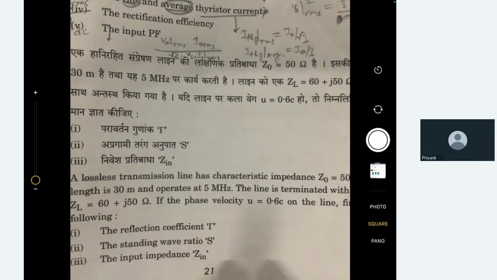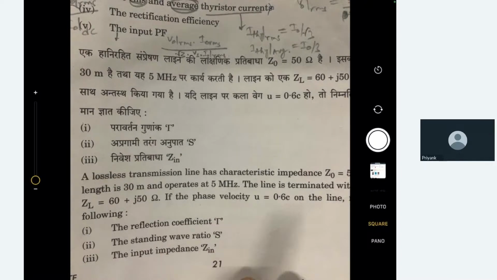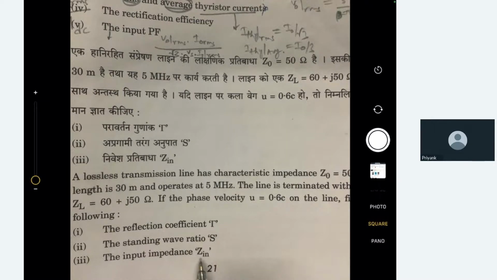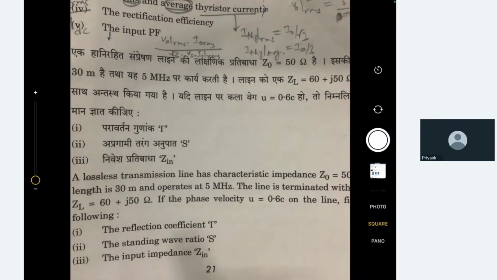The third question is very easy. Just by seeing it we can find the reflection coefficient, ZL minus Z0 upon ZL plus Z0. Standing wave ratio is 1 plus reflection coefficient upon 1 minus reflection coefficient, and input impedance is also easy to find. So the third part is very easy. So this also we can skip.